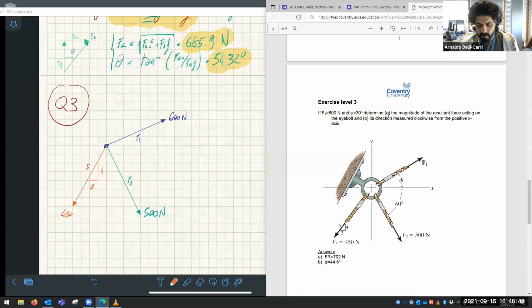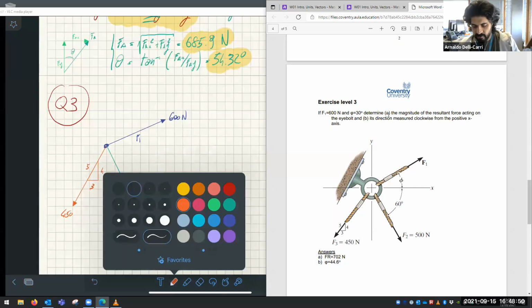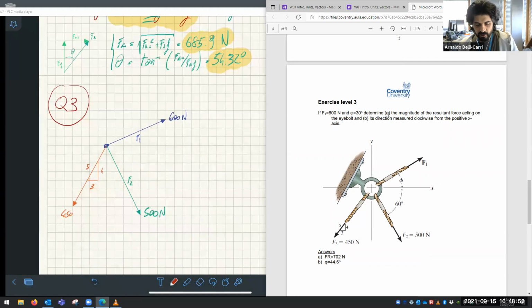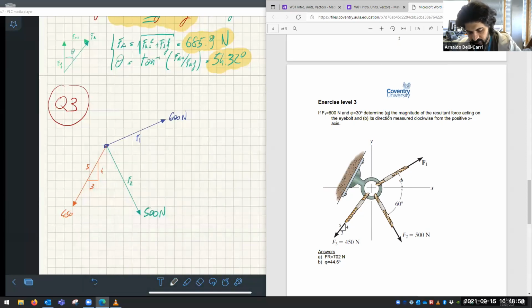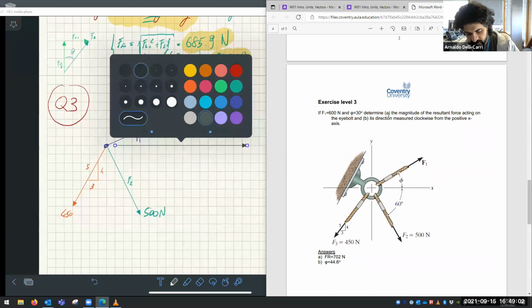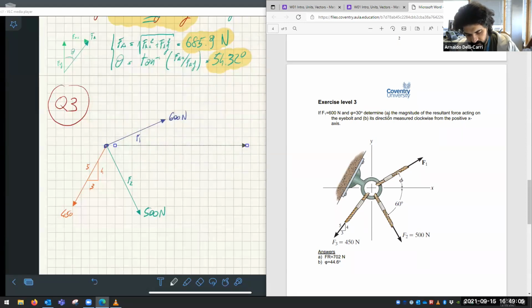Okay, so let's solve this one. We want to find the resultant force, which, since it says measured clockwise from the positive x-axis, should probably be, so this is the x-axis, this is the y-axis.